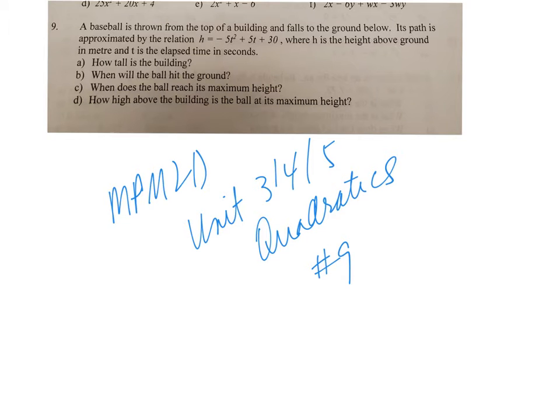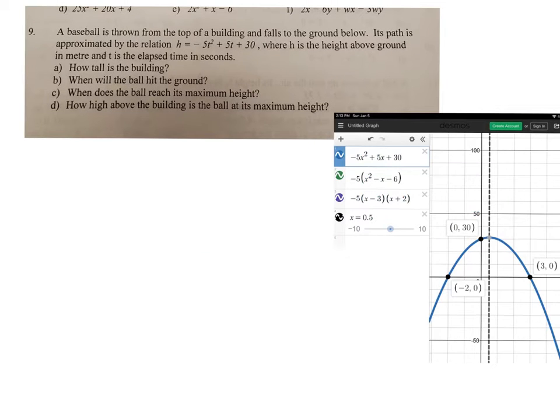Unit 345, number 9, about the baseball. A baseball is thrown from the top of a building and falls to the ground below. Its path is approximated by the relationship h equals negative 5t squared plus 5t plus 30, where h is the height above the ground in meters and t is the time elapsed in seconds. First question, how tall is the building?